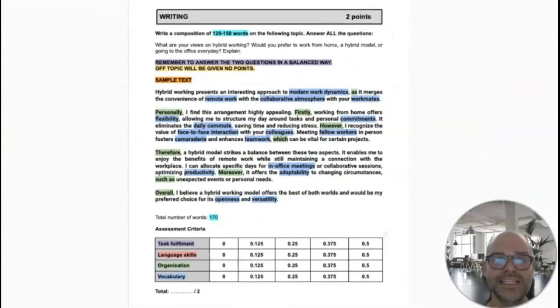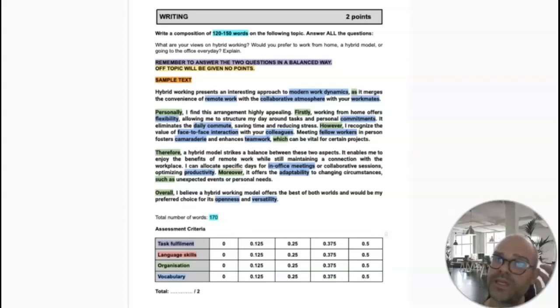And finally, the last part, the fifth part of the exam, is the writing, and it's got 2 points. This is maybe the most complex activity because here you have to write a composition of between 120 and 150 words. However, if you write between 150 and 170 words maximum, you won't be penalized either. So let's say that you have to write between 120 and 170 words on the following topic.